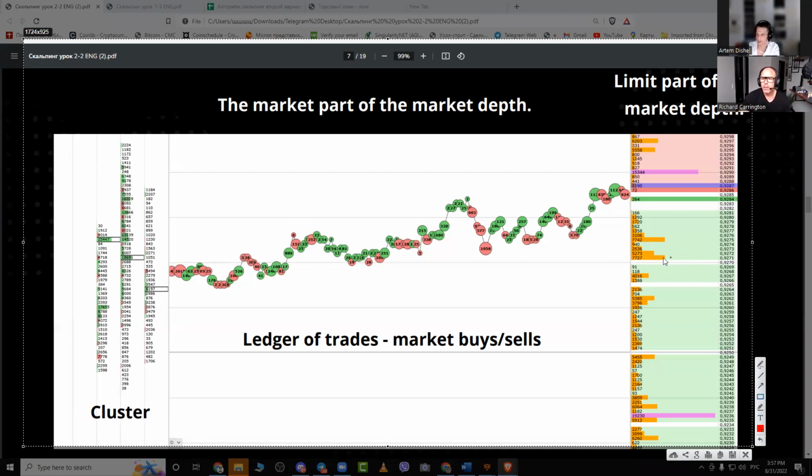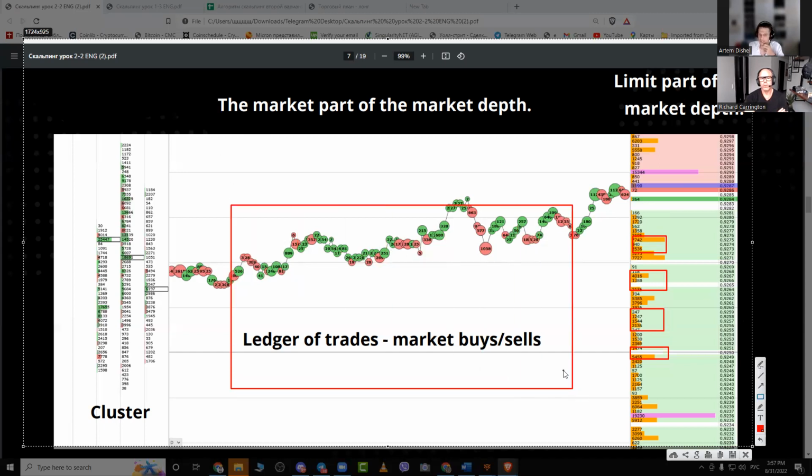Limit participants usually make support. Sometimes you can see many big orders make support, or make a resistance for price.